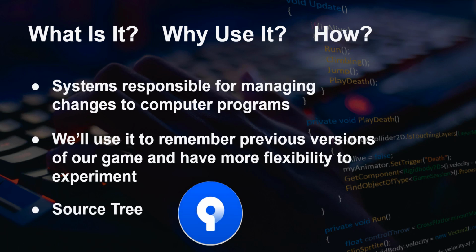And how are we going to use it? Well, we are going to be using something called Source Tree. And this is version control. It allows us to create different versions, and first of all, it's for free. It's very easy for beginners, very flexible, and it has a very simple interface that we can use as beginners. So let's go ahead and download Source Tree. Let me show you where we can do that.